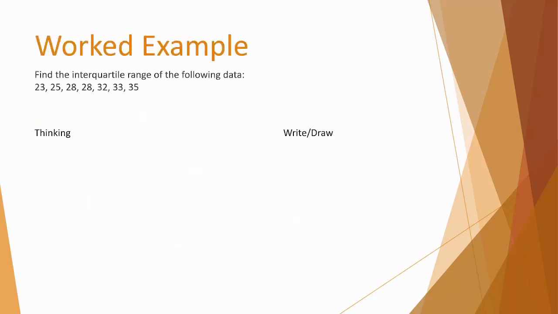So here's an example for this. I have a bunch of numbers and I've got my thinking on the left hand side and I've got my writing and drawing on the right, so the teacher can see what workings I'm doing and they'll know that I understand this problem. My first step is I will find the median and then split the data into two groups. So the median there, we've got 7 numbers. The median is the 28.